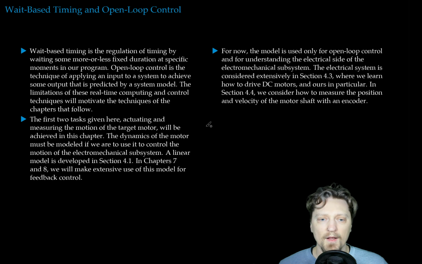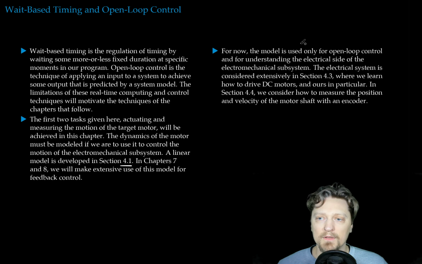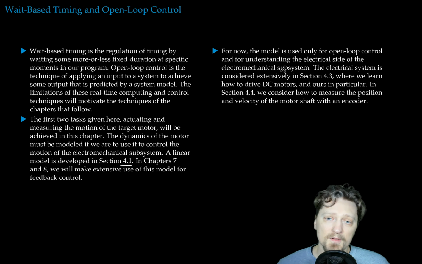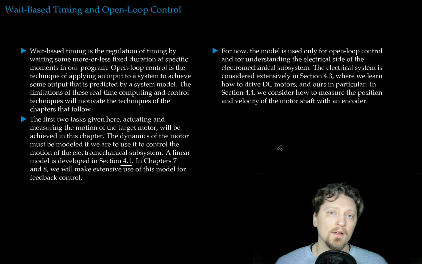The linear model is developed in section 4.1. In chapters 7 and 8, the final two chapters of the book, we will make extensive use of this model for feedback control purposes. For now, the model is used only for open-loop control and for understanding the electrical side of the electromechanical subsystem. The electrical subsystem is considered extensively in section 4.3, where we will learn how to drive DC motors and ours in particular. In section 4.4, we consider how to measure the position and velocity of the motor shaft with an encoder.